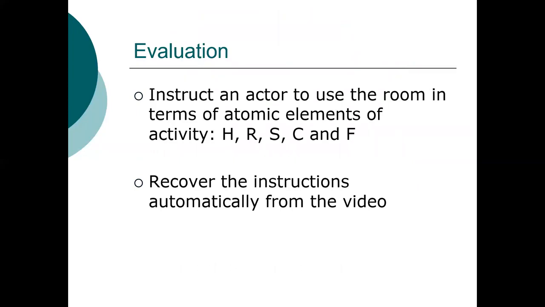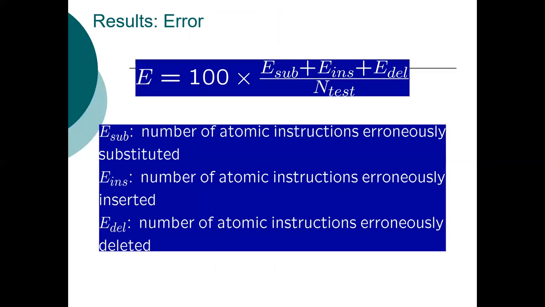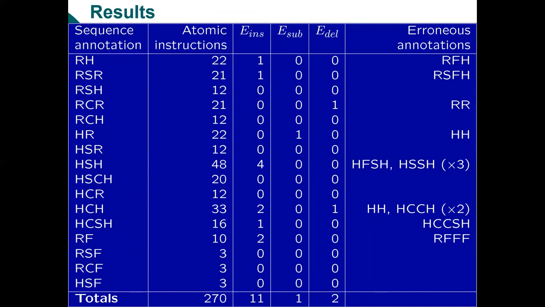So we took those trajectories, we segmented them, and we evaluated the performance by looking at how many atomic activities have been properly classified. And these are the results. I will show them here. We had something like 270 atomic instructions. You can see from the left here you go from the rear to the hall straight away, or from rear to sofa, then rear again, and so on. The inserted errors, meaning things that were detected but were not there, inserted by our system, were 11. The ones that were substituted, meaning they changed, were only 1, and there were 2 which were deleted.